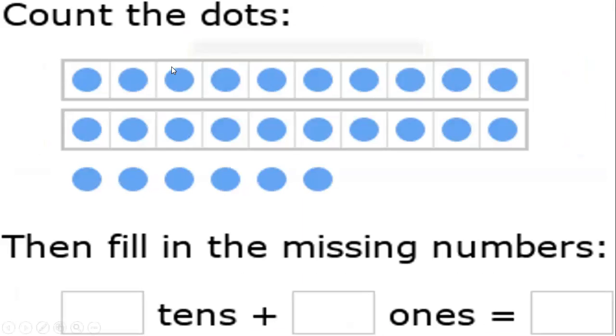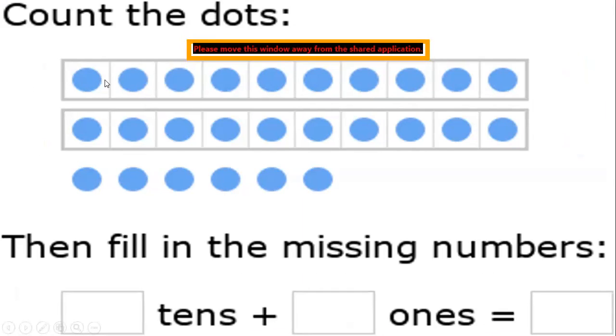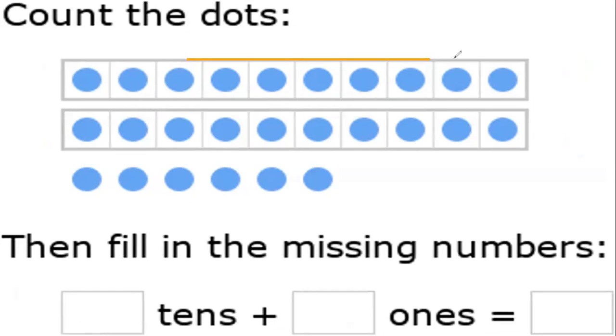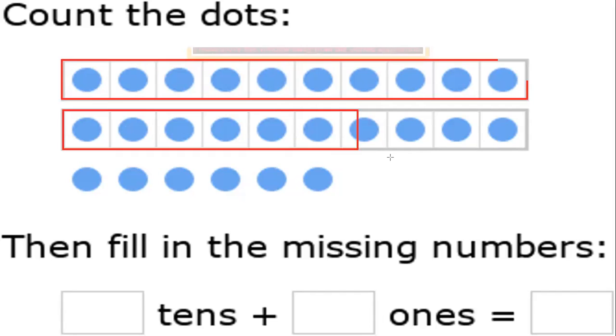Then we have here, count the dots. Let's count the first row of the dots here. That's 1, 2, 3, 4, 5, 6, 7, 8, 9, 10. So I have here 10 dots. So that makes my 1 ten. So let me group it. This is 1. And again, I know this is all 10. So this is 2 groups.